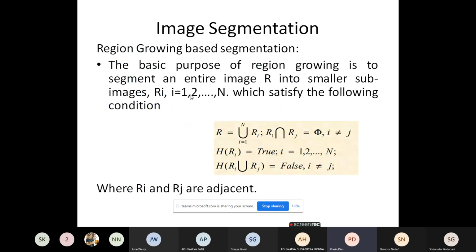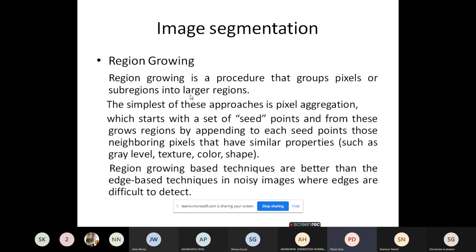So what is the purpose of region growing? Maybe you are segmenting an entire image R into smaller regions with some conditions you are trying to meet, because whenever you unite those regions, you get the main image, isn't it? That is what we had seen in an earlier discussion, where we discussed how a region should satisfy five different conditions.